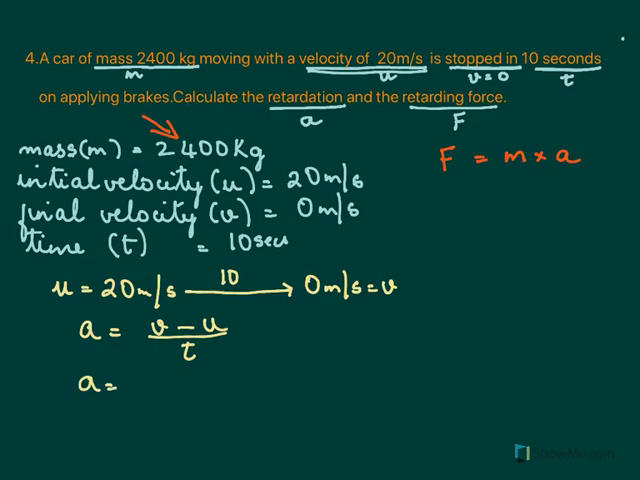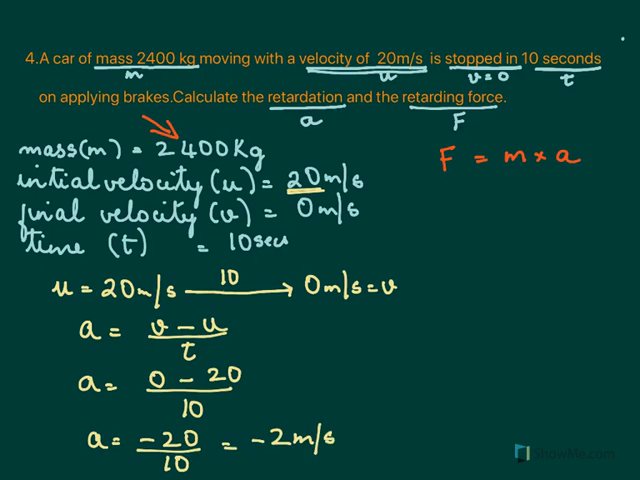So acceleration: v is 0 because it has stopped, u is 20, which is given here, over time is 10. So acceleration is minus 20 over 10, which is minus 2 meter per second square. Why did we get this negative sign? We got the negative sign because this object is retarding. It is slowing down. It is stopping. So the acceleration is negative. Negative acceleration is called retardation.